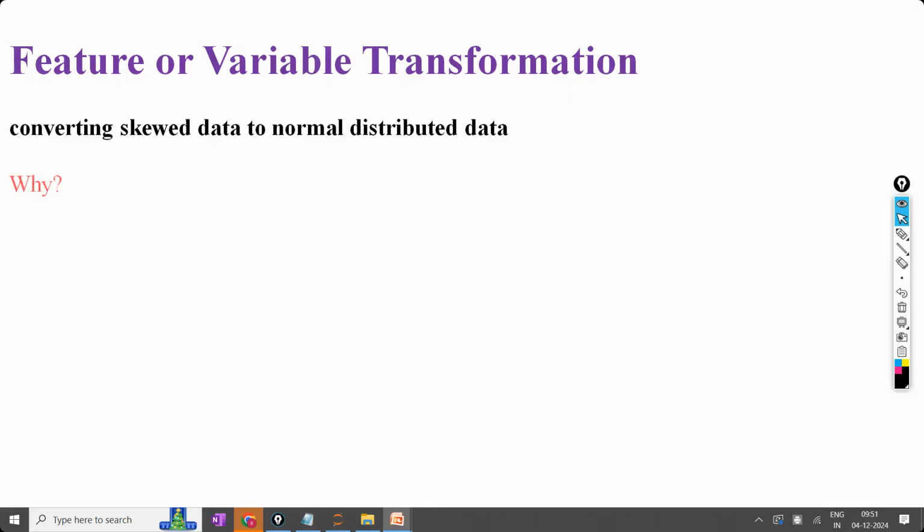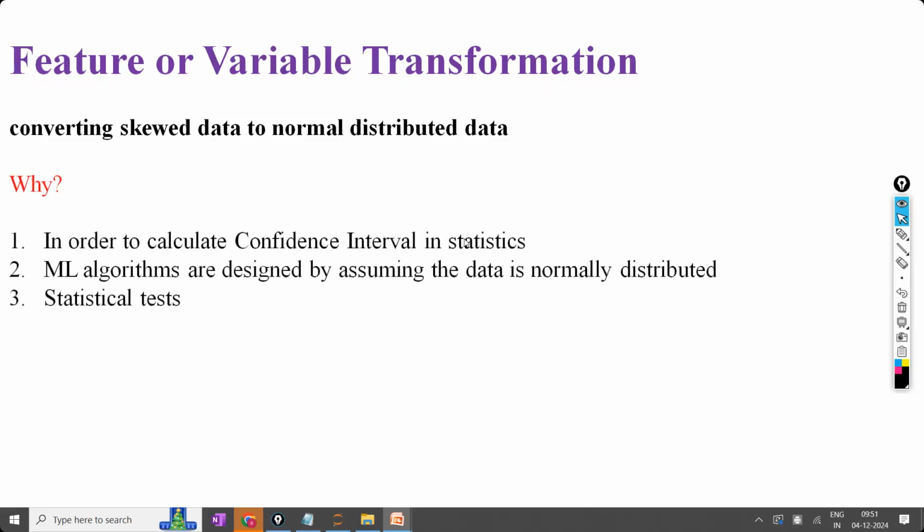Now, why do we have to do this? The answer is very simple. In order to calculate the confidence interval, or to carry out statistical tests, we have to convert the skewed data to normally distributed data. Even in machine learning, of course you are not studying machine learning, but the data we share with the machine has to be normally distributed before we give it to the machine to learn. In your case, it is simply to apply the statistical test. Before that, the data has to be normally distributed.